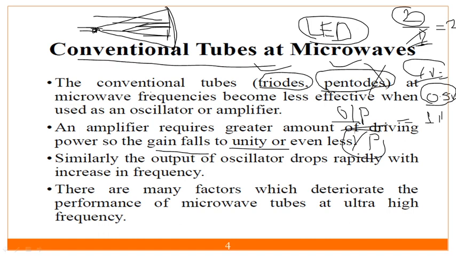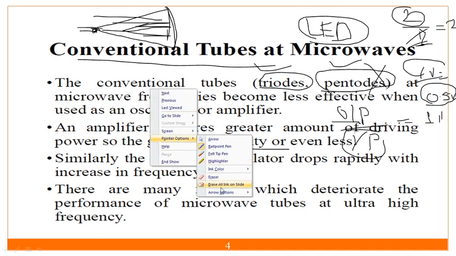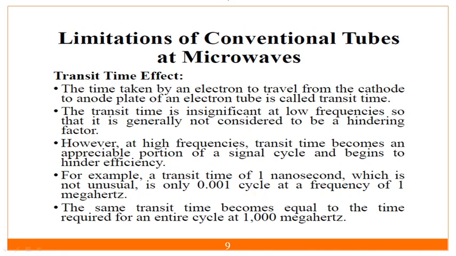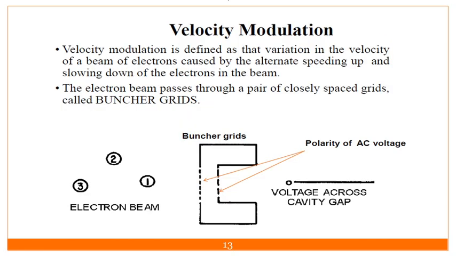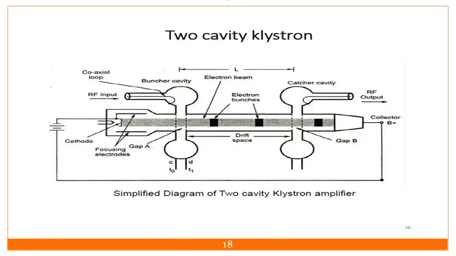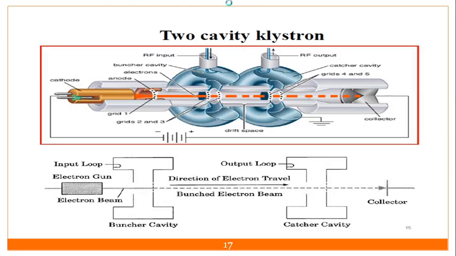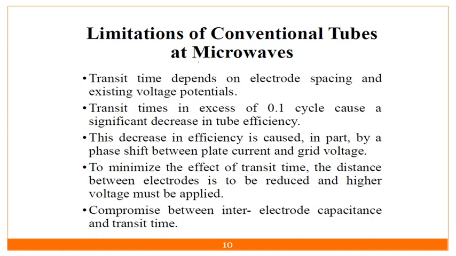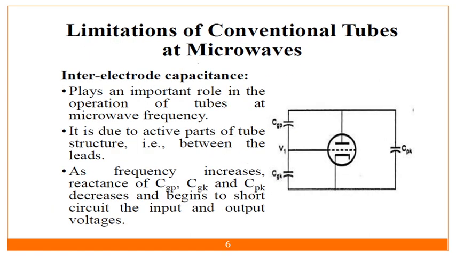Just a minute, I will erase the things. So what are the limitations of the conventional microwave tubes? We will see the limitations first, and then we will start with the actual topic, the two cavity klystron amplifier, and how it works. We'll see how much syllabus and content we can cover in this particular lecture.